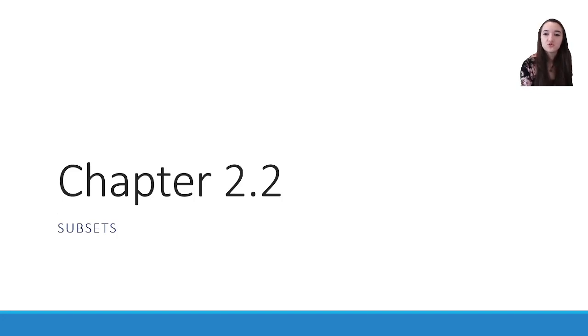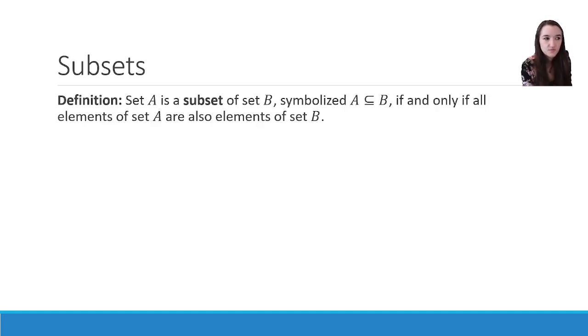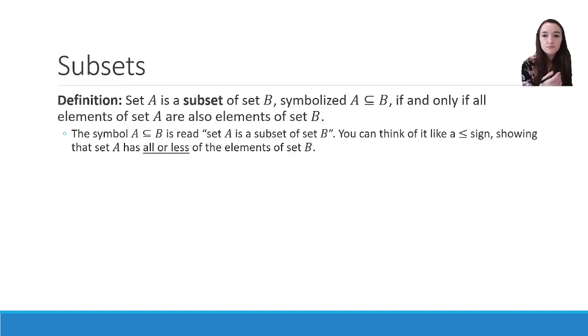Chapter 2.2, Subsets. So we've already talked about what a set is. It is a collection of objects where we will refer to those objects as elements or members of the set. Now a subset is essentially a set within a set. If set A is a subset of B, then that means that all the elements of set A are also elements of set B.